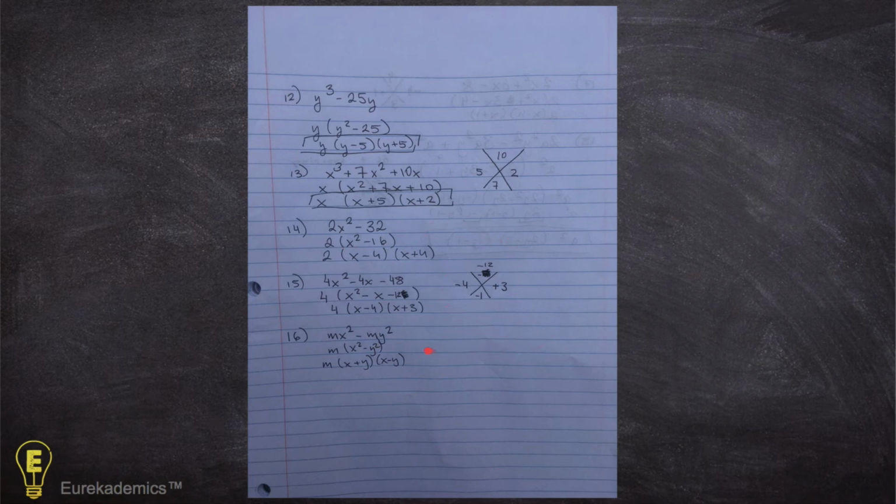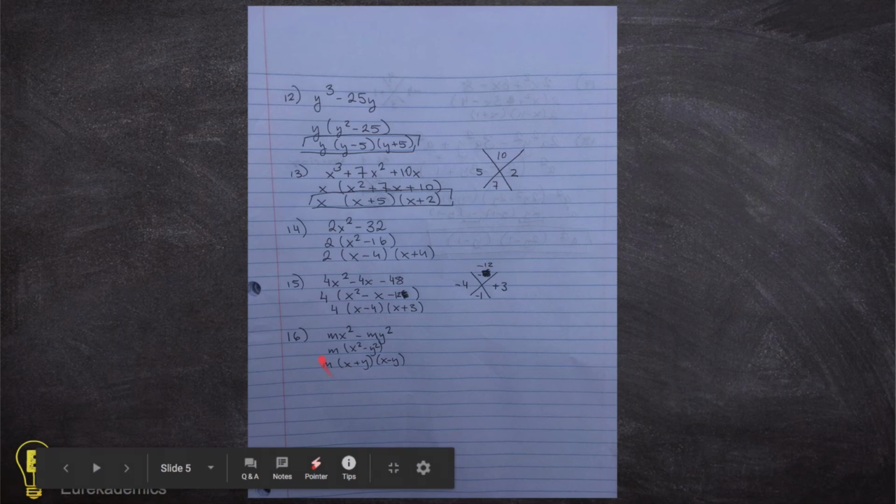Number 15, factor out a 4. See what's left. That's a 12. Go to the x method. What multiplies to negative 12 but adds up to negative 1? Negative 4 times 3 is negative 12. Negative 4 plus 3 is negative 1. Good to go. Make a binomial, 2 of them, with these answers.